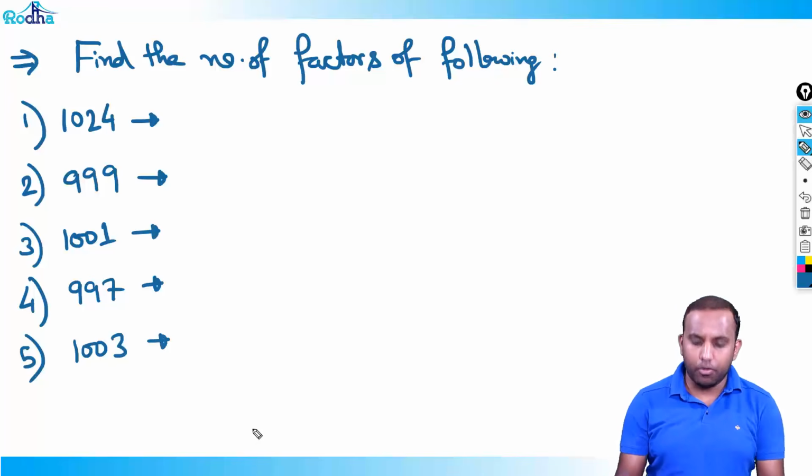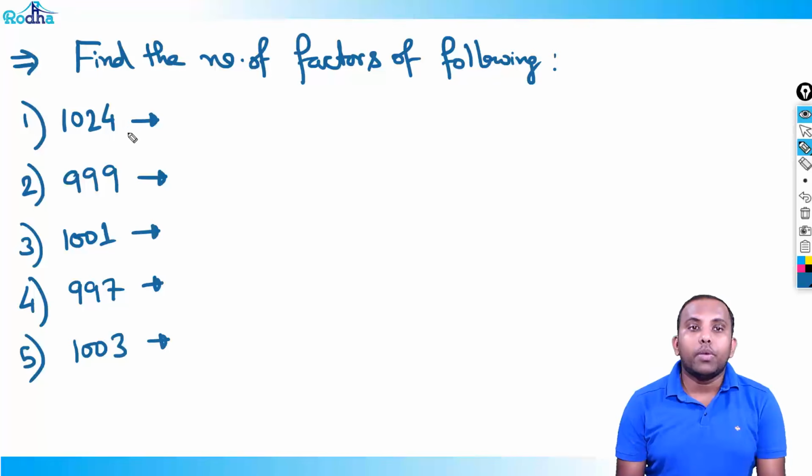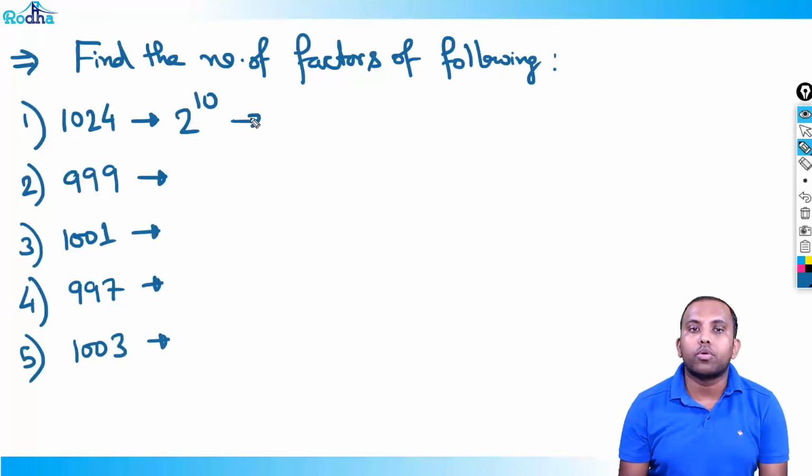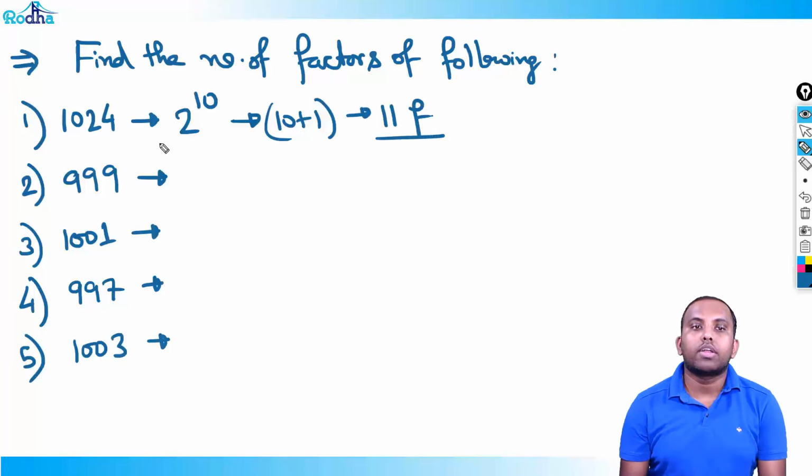Okay, now we'll solve. 1024. What is 1024? It's a special number, and you'll see it many times in quant. It is simply 2 raised to 10. You should remember that. So I've written 1024 in terms of prime basis only. How many factors? Power plus 1, so 10 plus 1, 11 factors. So 1024 will have 11 factors, right?